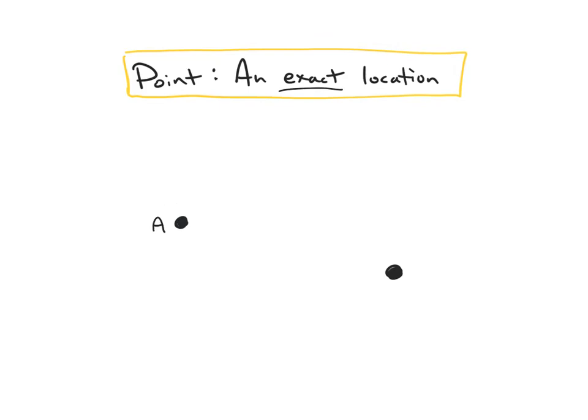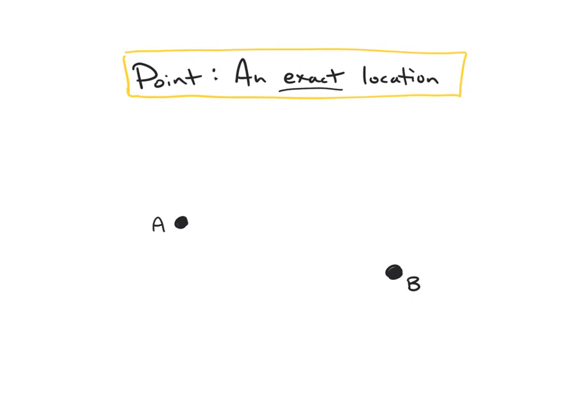And so I can also label this other point with a different letter, B. So we have point A right here and point B right here. So both of these points represent different locations on a flat surface. So pretty straightforward there with the idea of a point, just an exact location.